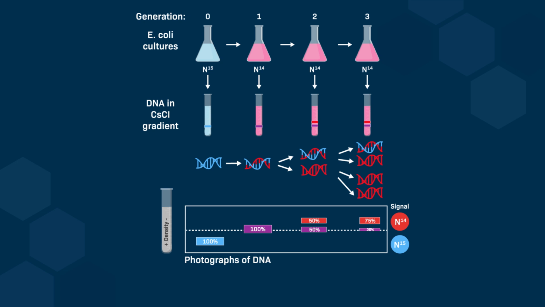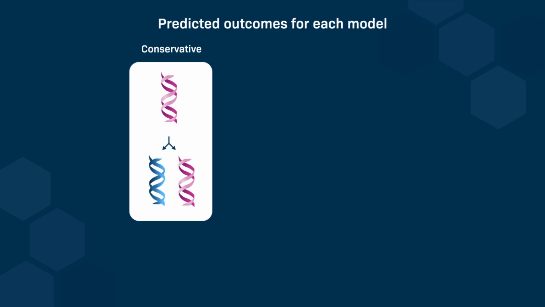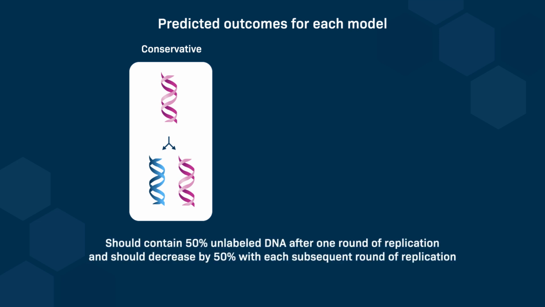These methods involve labeling newly synthesized DNA during a single replication round, followed by a switch to non-labeled media. In the conservative model, the first generation following the medium switch should contain 50% unlabeled DNA. The percentage of labeled DNA should decrease by 50% with each subsequent round of replication.